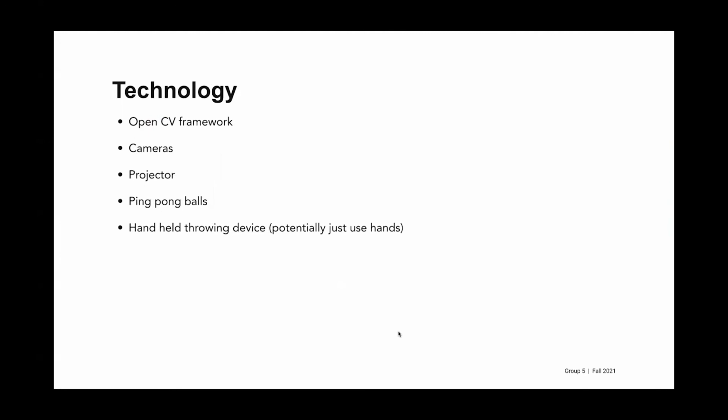So along with the OpenCV framework, we would need cameras for motion tracking, a projector for the game itself, ping pong balls for throwing and for the feeding mechanism, and then a handheld throwing device to throw the balls, or we could just use hands.